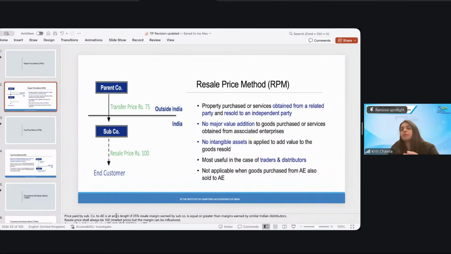But one thing that you have to remember is that there should be no major value addition to goods purchased or services which are obtained by associated enterprises. Then there should also be no intangible asset which is applied to add value to goods resold. Then this is most useful in case of traders and distributors, and it is not applicable when goods purchased from the AE are also sold to the associated enterprise. So these are some of the pointers that you have to remember for the resale price method.